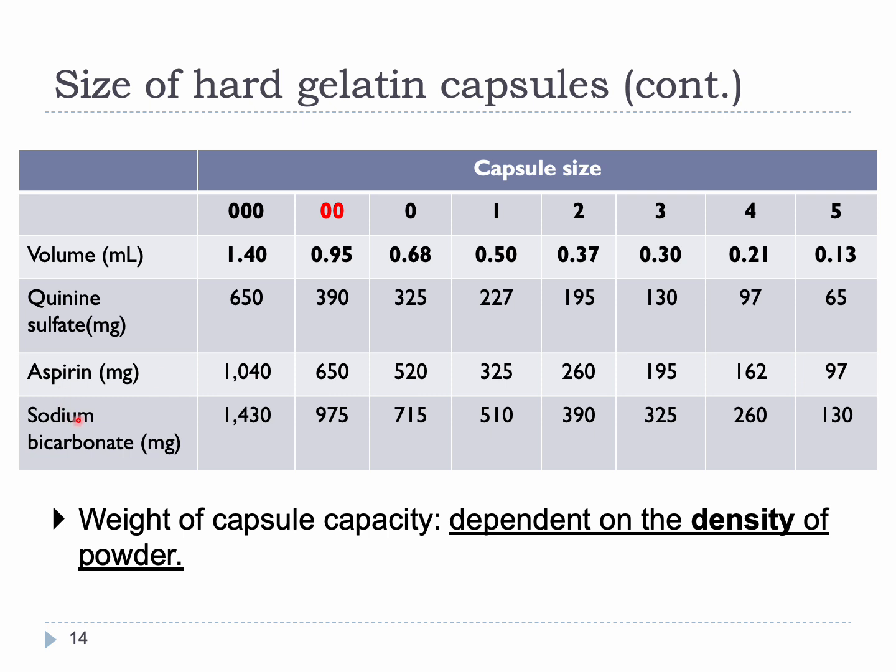However, if you use only sodium bicarbonate and pack it into a 000 size capsule, you can add a maximum of 1430 milligrams of sodium bicarbonate. Similarly, for all sizes of capsule, even though the volume is constant, the amount of ingredient that can be packed into each capsule will be different. It's different because it depends on the density of the powder.